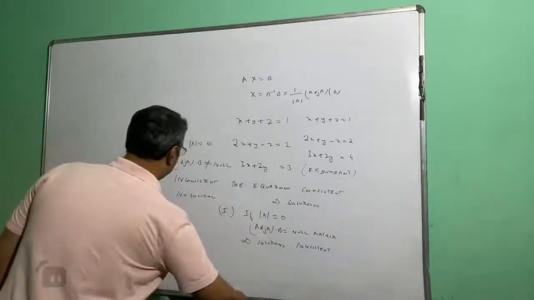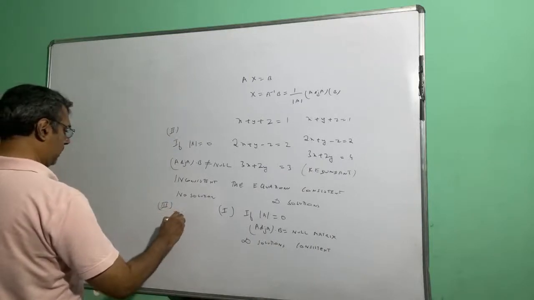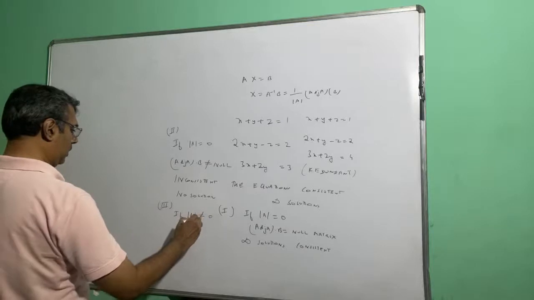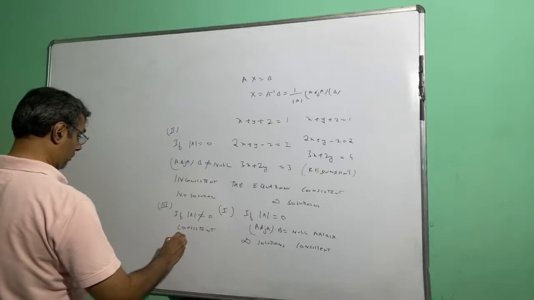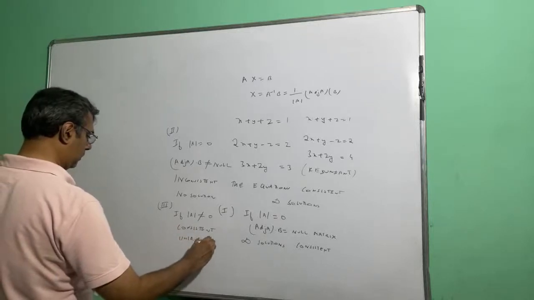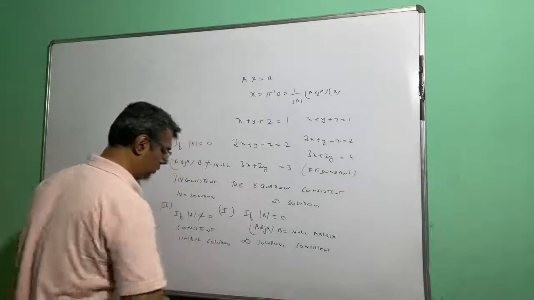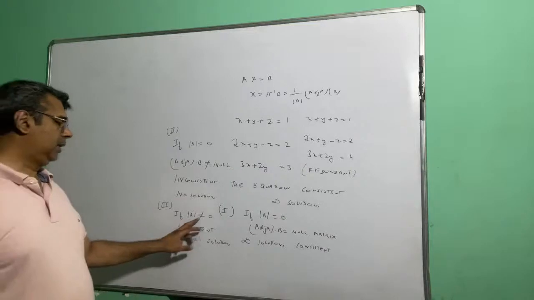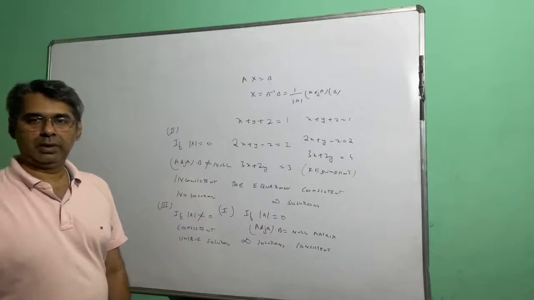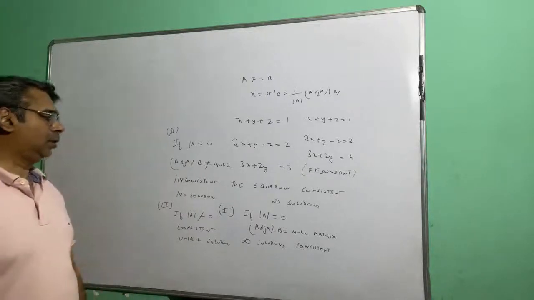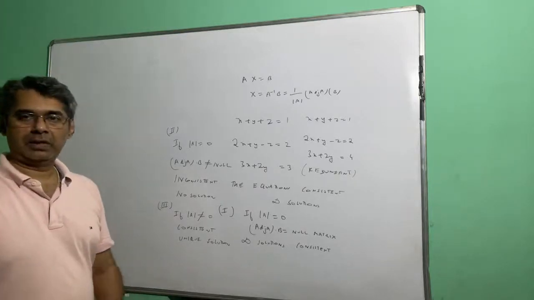So that is case 2. And case 3, if determinant A is not 0, then the equations will be consistent with a unique solution. So these are the total three cases.